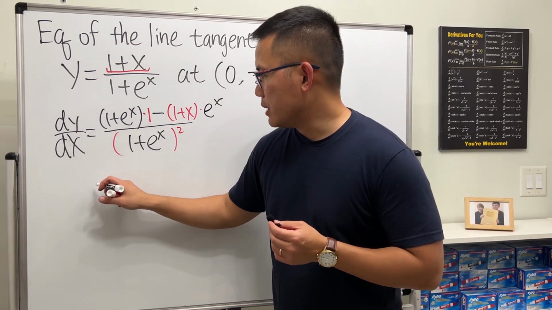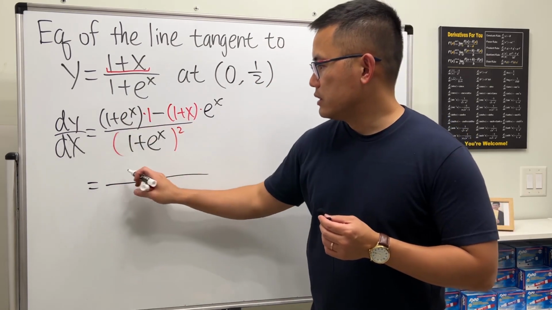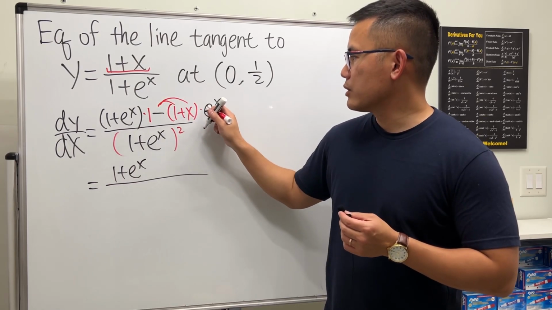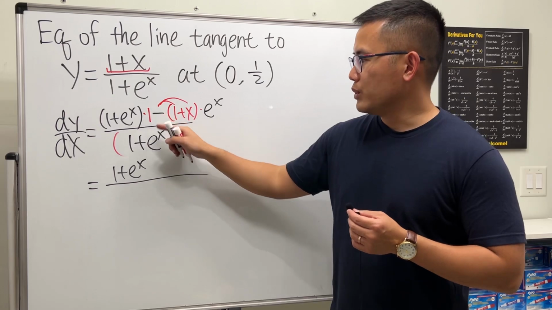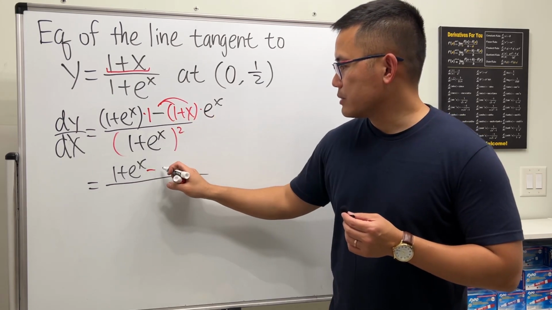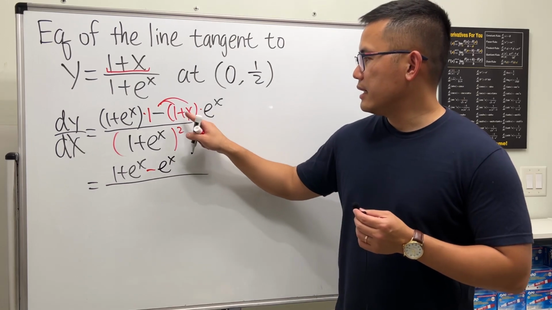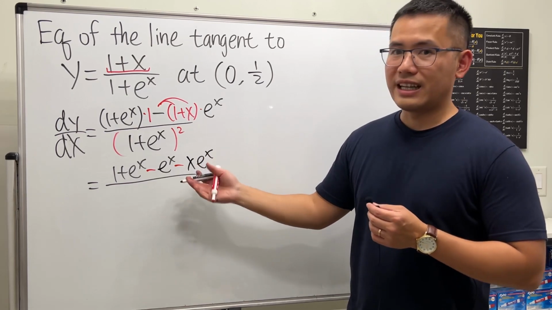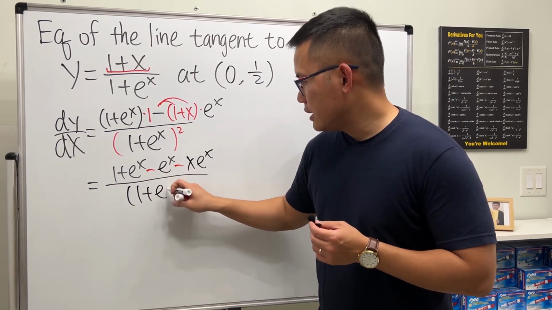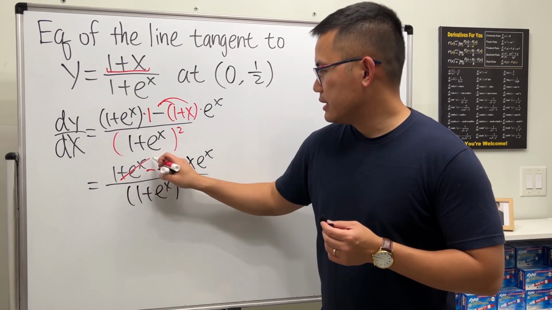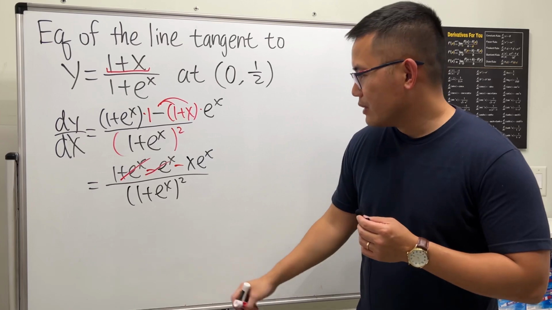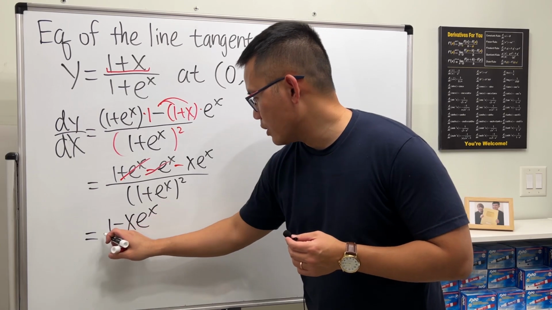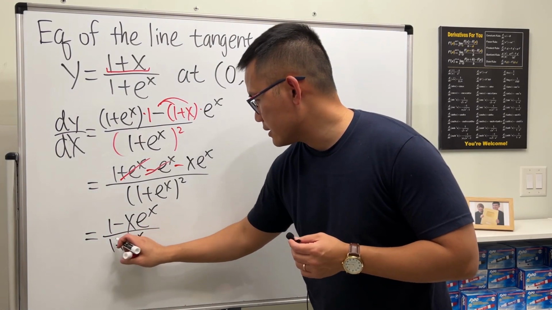Now we can clean this up a little bit. So dy dx, this is just 1 plus e to the x, and let's distribute this, right? And also make sure you multiply the e to the x as well. So we have negative e to the x times that is just negative e to the x, and then negative x e to the x. Like that. And then we have the bottom is 1 plus e to the x squared. Notice this and that cancel, and that's the most that we can do. So we have the derivative being 1 minus x e to the x over 1 plus e to the x squared.